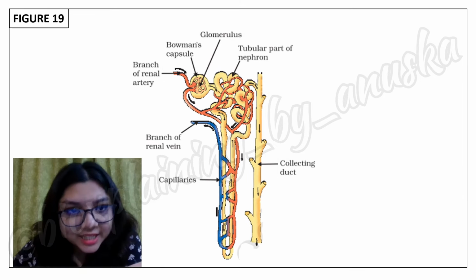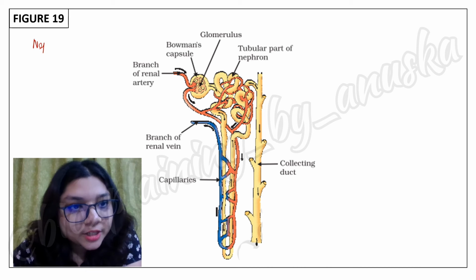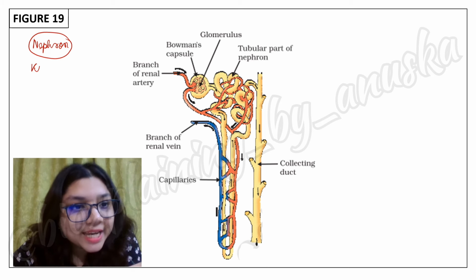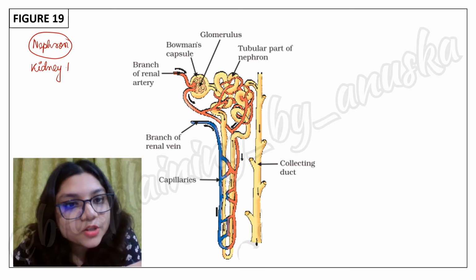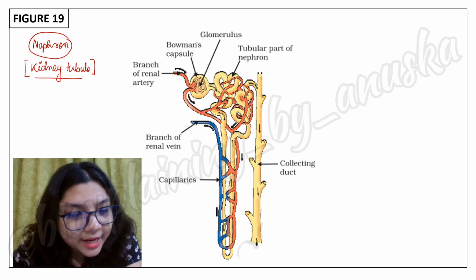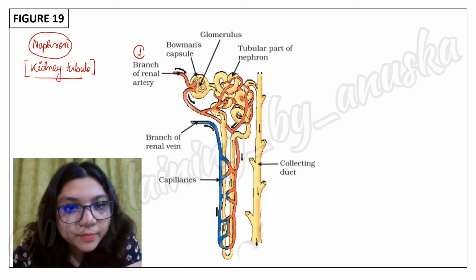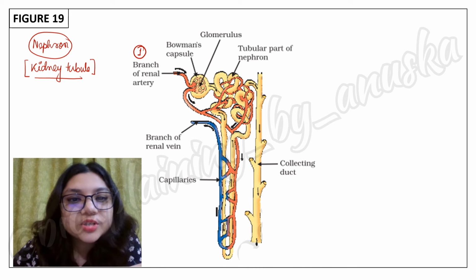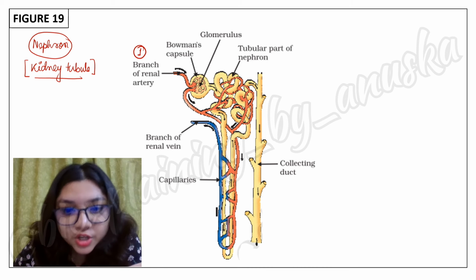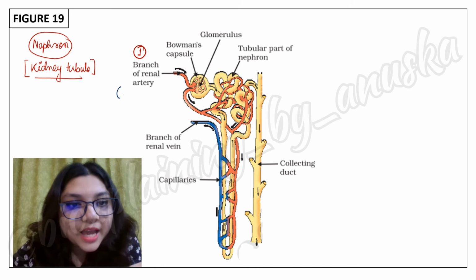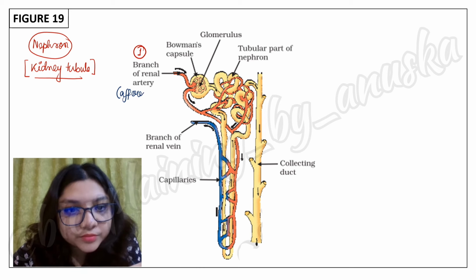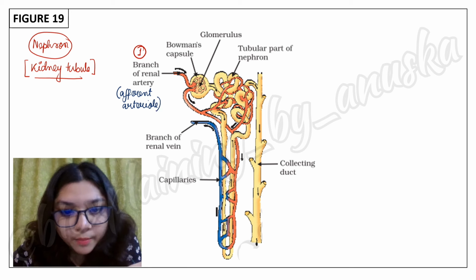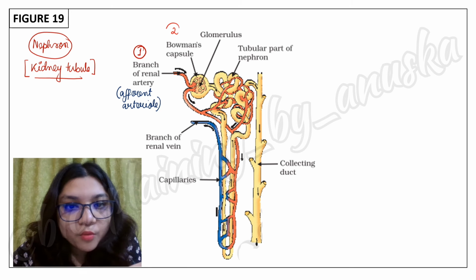Figure number 19 shows a nephron. What is a nephron? A nephron is basically a kidney tubule, and we call this the structural and functional unit of the kidney. Let us start. Part number 1 is a branch of the renal artery which is going to enter the nephron. This is known as the afferent arteriole. Part number 2 is the Bowman's capsule.